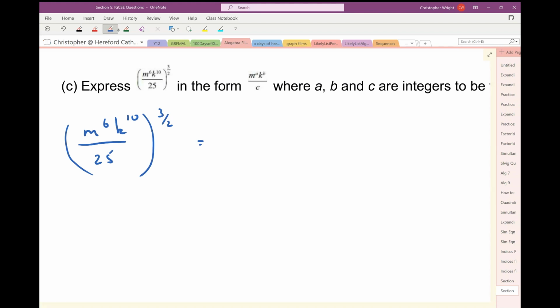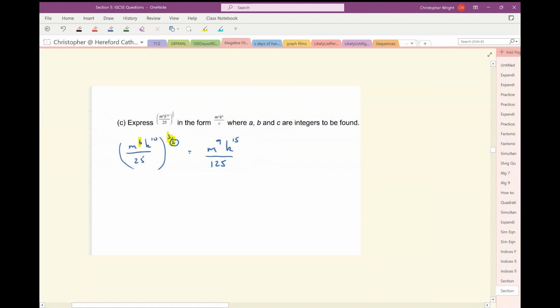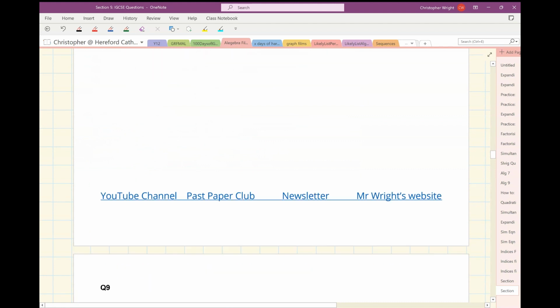Well, I can simply multiply my indices by the power to which they're being raised. So that's going to be m to the power of, well, 6 times 3 over 2 is 9. k to the power of 10 times 3 over 2 is 15. And now 25 to the power of 3 over 2. Well, I'm going to square root 25 and then cube it. So it's going to be 5 cubed, 125. And that is part C sorted.